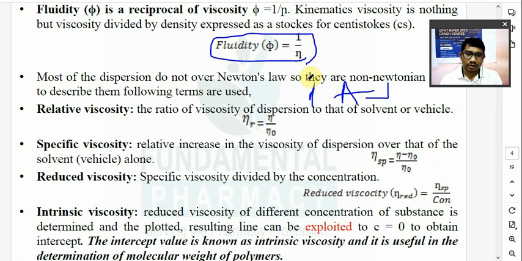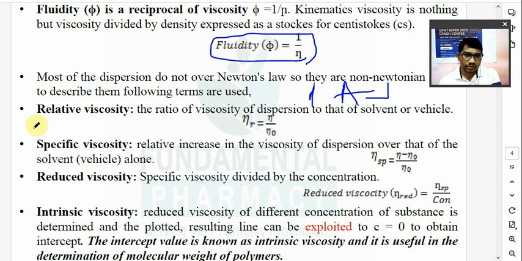So now for Newtonian liquid, viscosity is the term. For non-Newtonian liquid, apparent viscosity is there. So it is in comparison with the known liquid. Other non-Newtonian liquids are compared with known viscosity liquid.